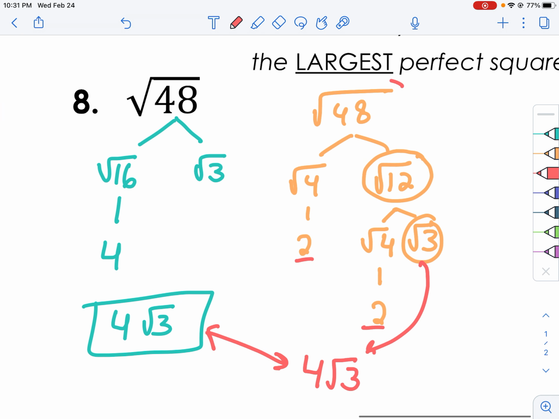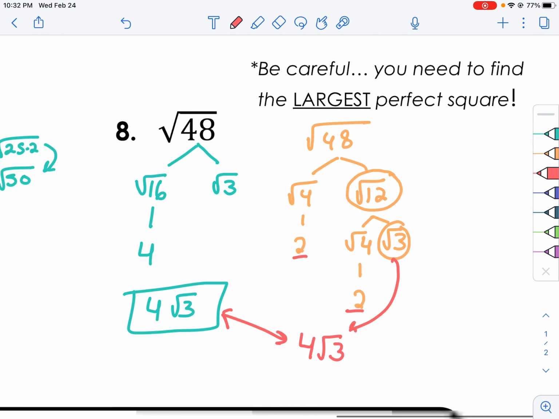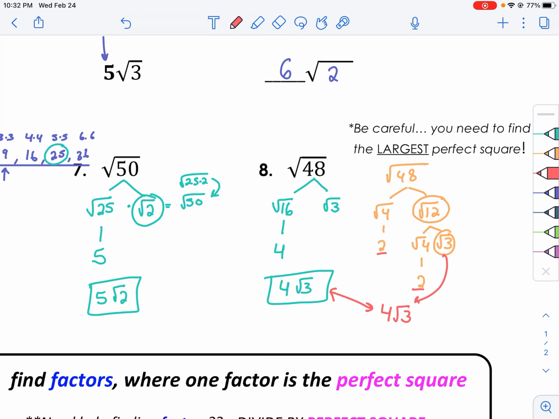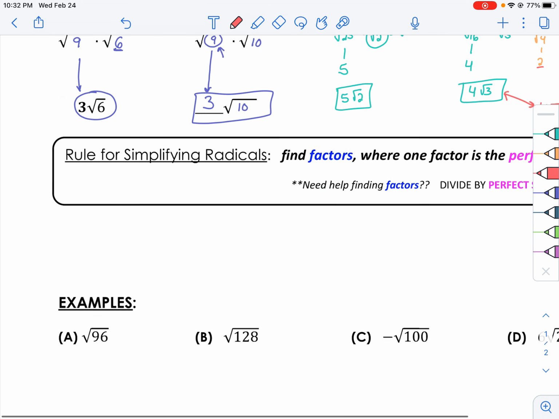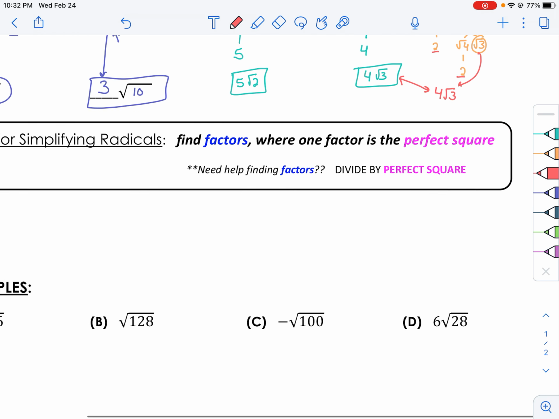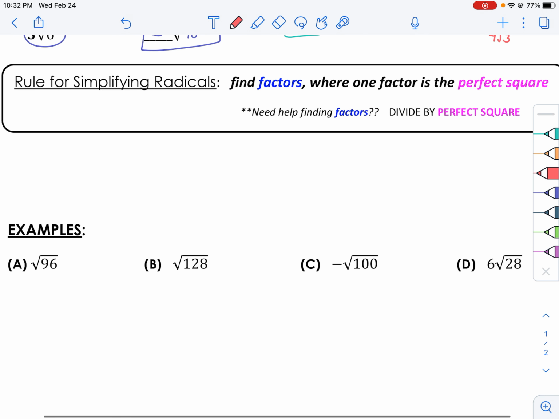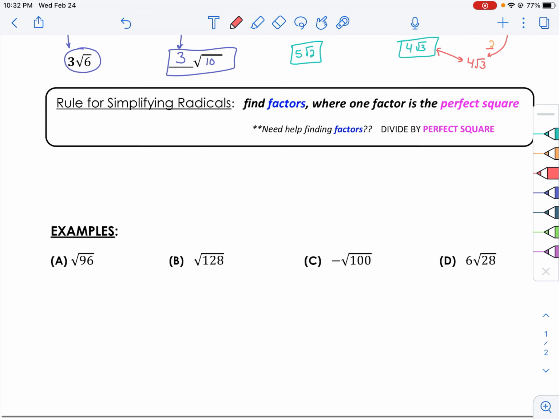Okay? Just this orange one is a little bit more work than the question on the left, right? Because you had to find perfect squares twice. Okay? So, there's multiple ways to do these simplifying square roots, and it's just whichever way you're finding to be the easiest for you. Rules for simplifying radicals. Find factors where one factor is a perfect square, right? Need help finding factors? Just divide by the perfect squares.